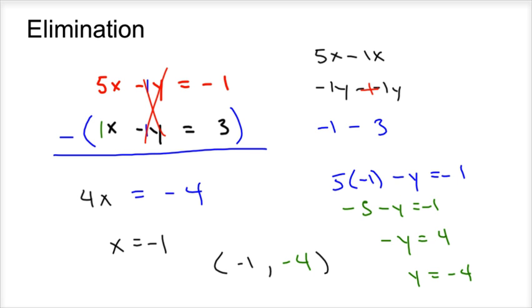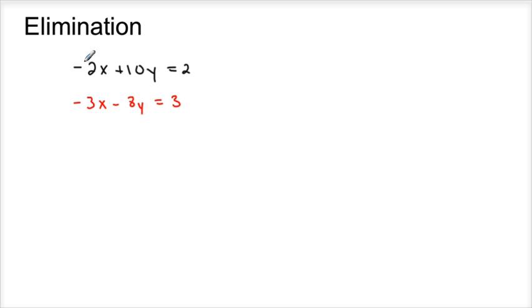Another type of problem we might have for elimination is when our coefficients are not the same. So in this case, we have negative 2x plus 10y equals 2, negative 3x minus 8y equals 3. So the x coefficients are not the same, the y coefficients are not the same. So I want to eliminate one of them. So what I want to do is multiply both equations by something, or one equation by something, or whatever you have to at this point to get something to eliminate.